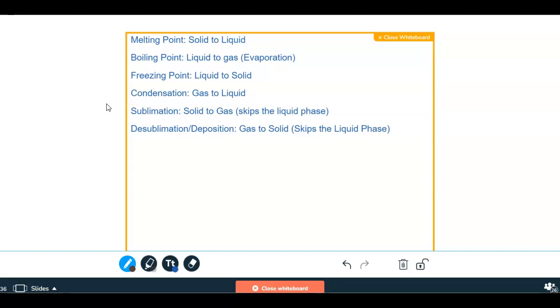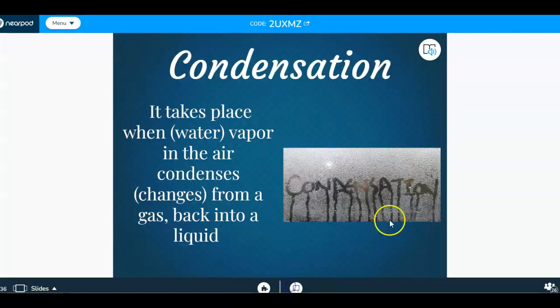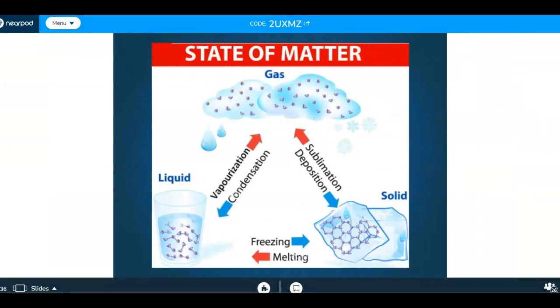Everybody good? All right. I'm going to pop back up. I'll leave the whiteboard frozen at the end of this. I've only got a minute left up here to record this video, though. So there's condensation. Here is that picture that we have on the board. Ours is a little different than this, right?